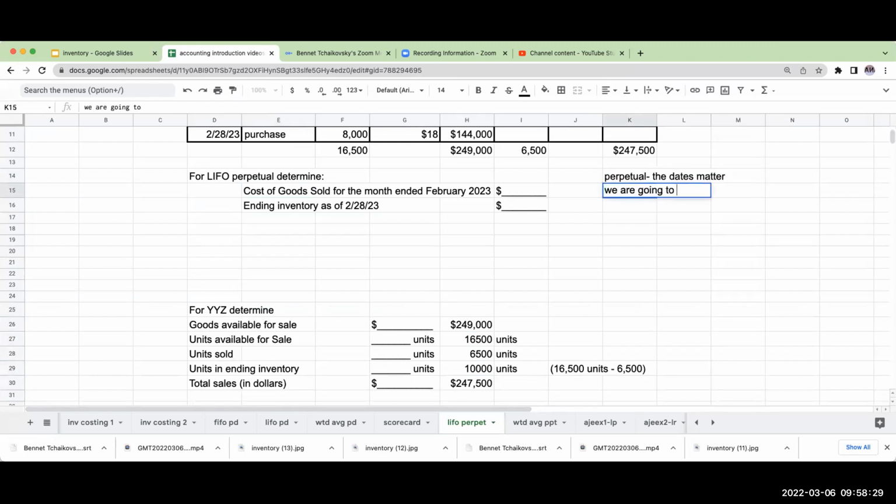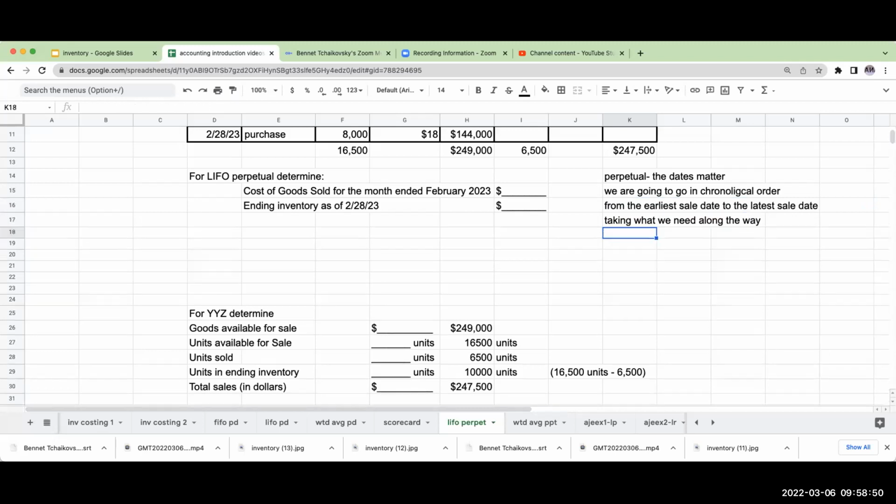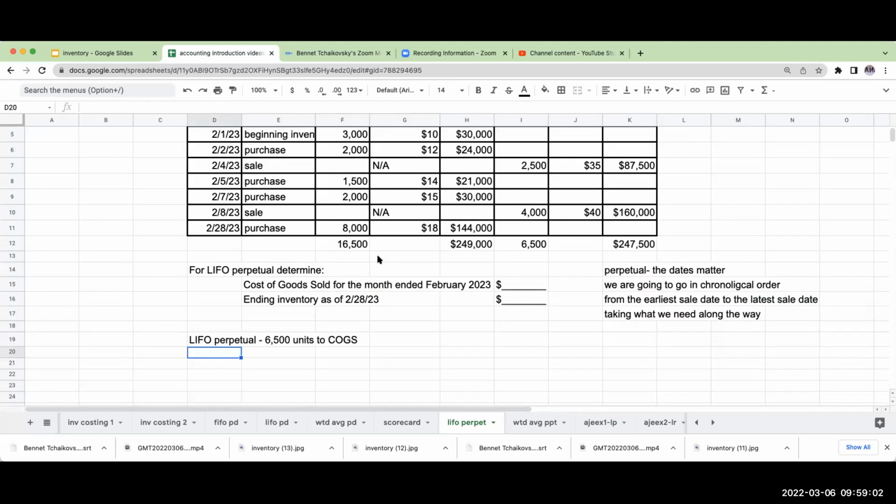We are going to go in chronological order from the earliest sale date to the latest sale date, taking what we need along the way. Okay, so under LIFO perpetual, I need to take 6,500 units to cost of goods sold. That's what I have to do each time.